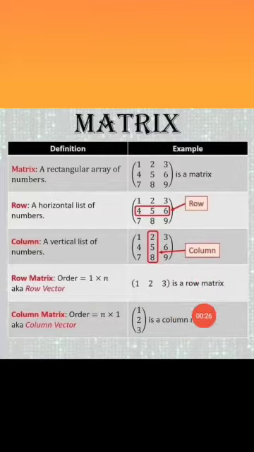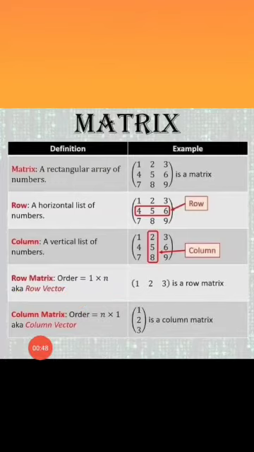About the order of the matrix: the order of the matrix is equal to rows multiplied by columns. If we have a row matrix, the basic form of a row matrix is 1 multiplied by n, which means it has one row and n columns. This is called a row matrix.